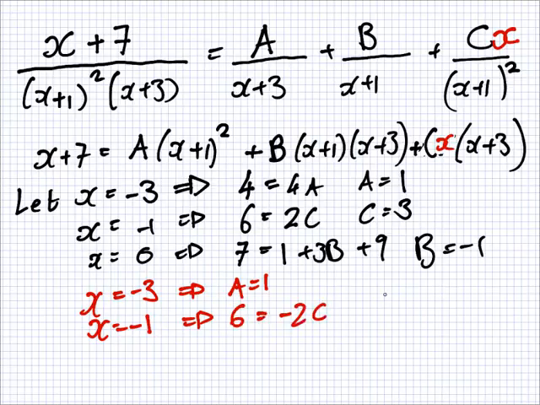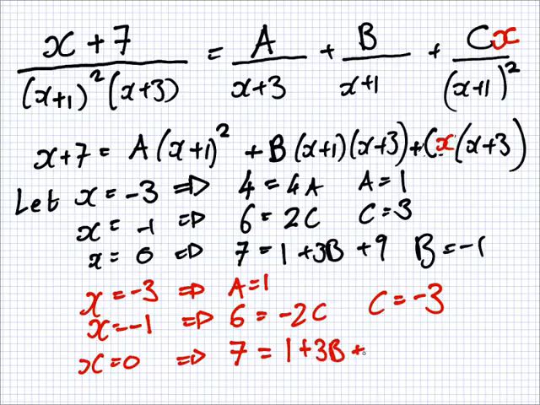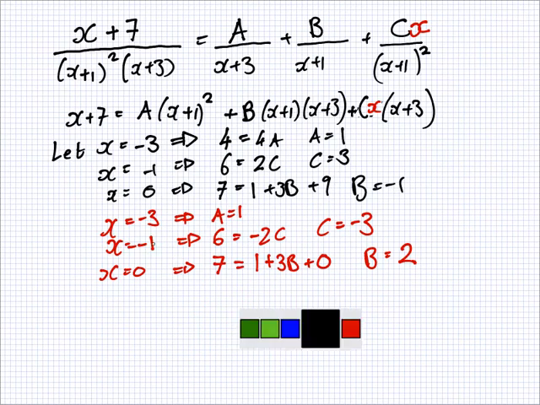So I want to write down the two different answers you could have got. The first possibility was 1 over x plus 3 minus 1 over x plus 1 plus 3 over x plus 1 squared, or 1 over x plus 3 plus 2 over x plus 1 minus 3x over x plus 1 squared. I want you to write both of these answers down, and then we'll check that they're the same.